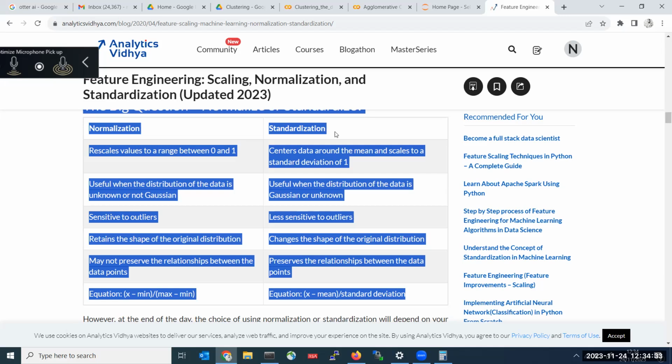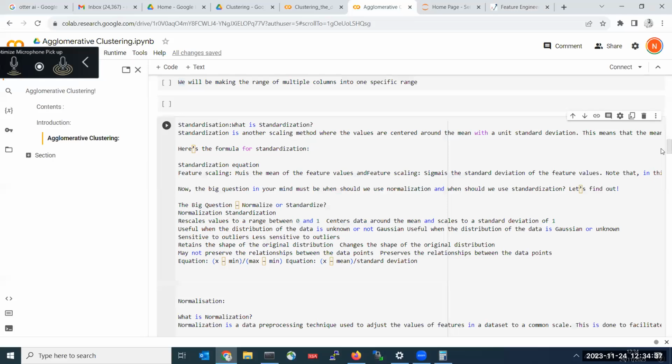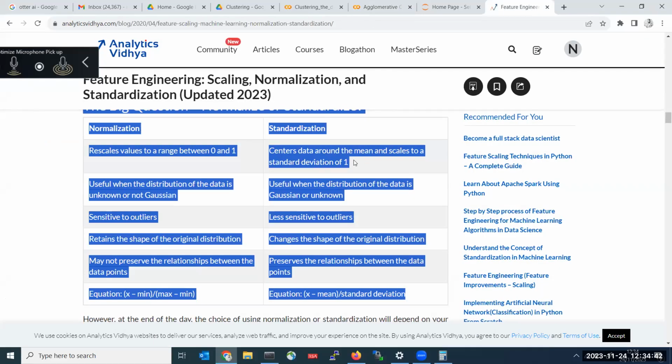If you apply standardization to a feature, that feature's mean will be converted into 0 and the standard deviation will be converted into 1. Okay. So these are the differences between normalization and standardization. These are the 5 points you need to remember by heart.